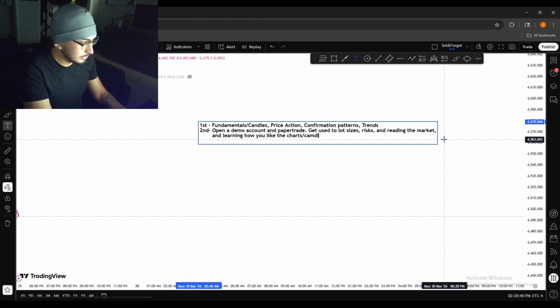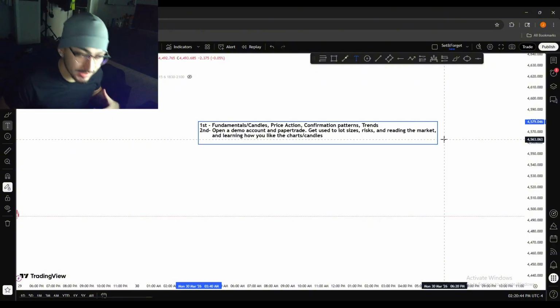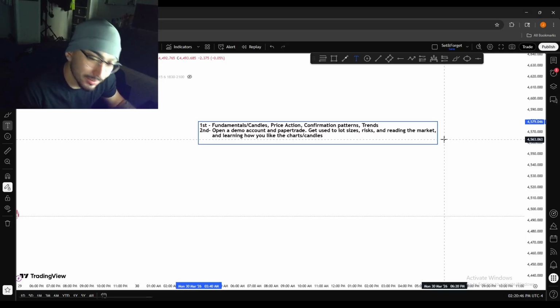Because that is another psychological thing. Some people do good when the charts are dark and gray with black candles and stuff like that. There's other ones like me where I like the bullish candles blue and the bearish candles red with a white background and all that stuff. It all depends on your preference, what makes you feel comfortable, what allows you to read things better. It's all a psychological thing.